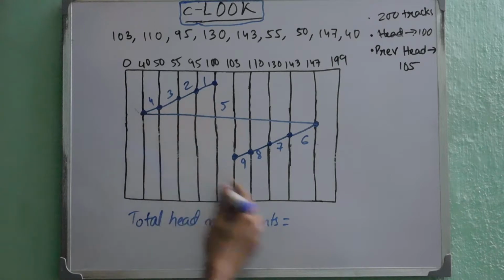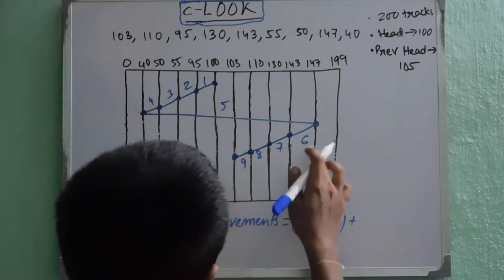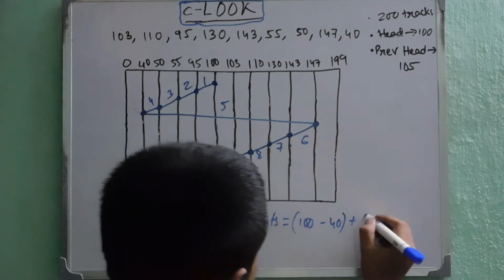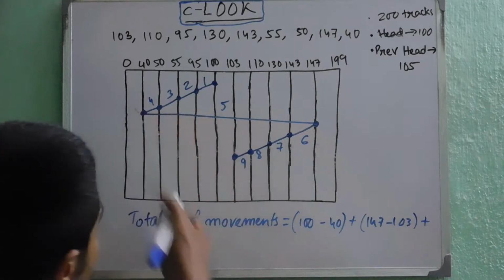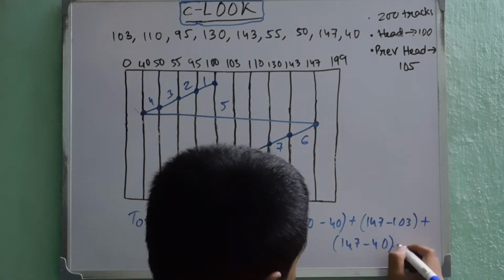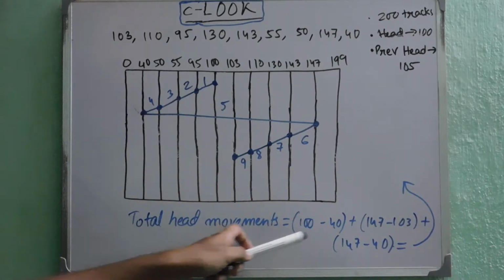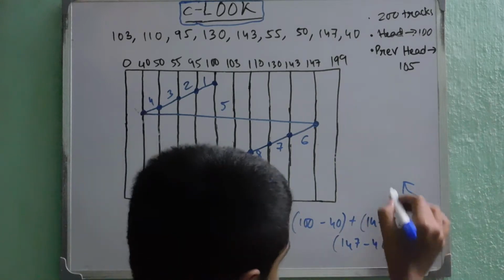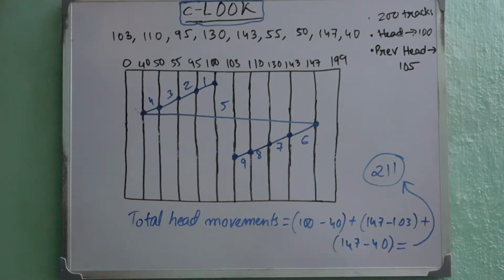So it is 100 minus 40, then we have 147 minus 103, and we have 147 minus 40, which is equal to 211. Okay. So we have calculated the total number of head movements.